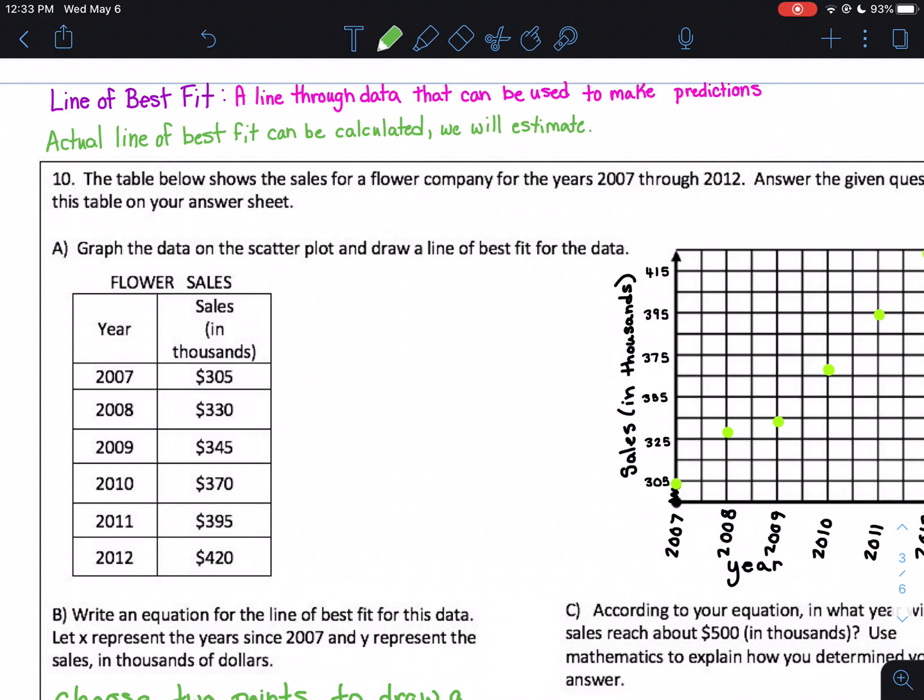All right, guys, today we're going to talk about 7.2, the line of best fit. So up at the top here, I have a quick description of what we're talking about when we mean the line of best fit. When I'm saying that, I'm talking about a line through data that can be used to make predictions. You can actually calculate a line of best fit. There is an exact line of best fit for every single data set. We are going to estimate, and I'll tell you as we're going through here the best way to estimate the line of best fit. All right.